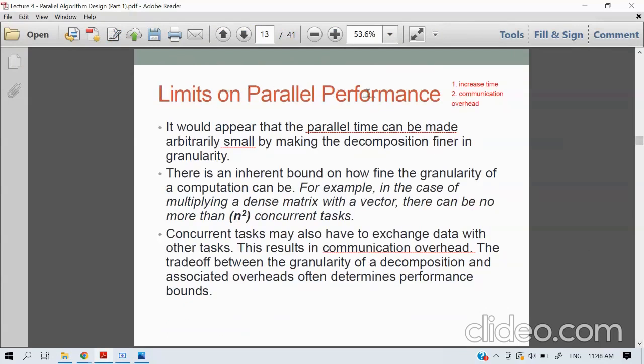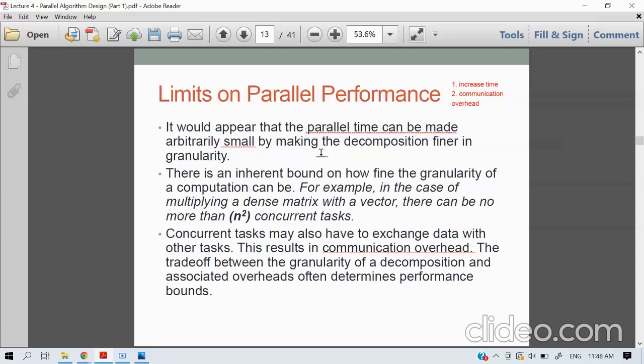Alright, so limits on parallel performance. So actually the parallel performance also has its own limitations. So basically there are two limitations discussed in this slide. The first one is of course about the timing, and also the communication overhead. So it says that it will appear that the parallel time can be made arbitrarily small by making the decomposition finer in granularity, because the task is being decomposed into smaller sizes, right?